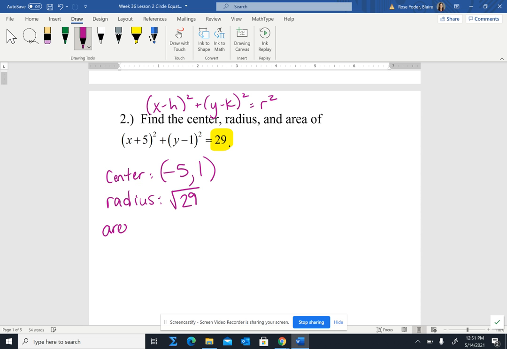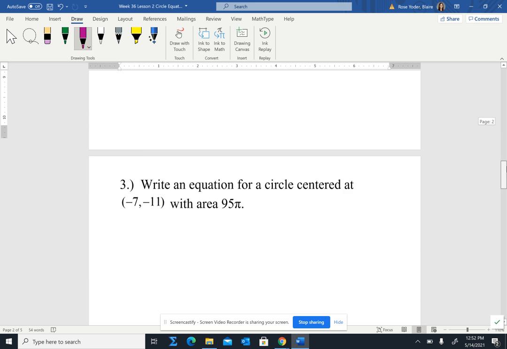And then can we do the area without doing the whole RDCA thing? Sure we can. We know radius squared, so all we have to do is put a pi on it. This one's an example where if you tried to find the radius, root 29 is a messy decimal, and then you probably would round it, and then when you'd square it to find the area, you'd actually have a little bit of error. So it is much better to just jump straight from the equation to the area. All right, let's see what we have next.